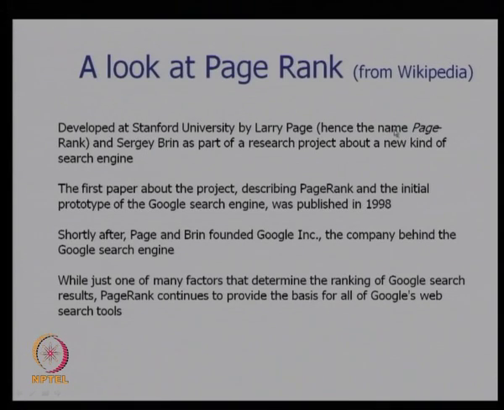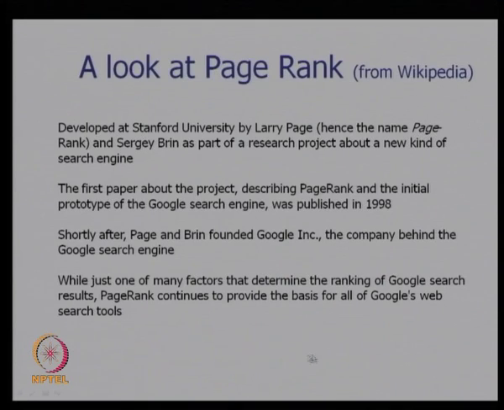We look at the page rank idea and we make use of the Wikipedia description. Page rank was developed at Stanford University by Larry Page, hence the name page rank, and Sergey Brin as part of a research project about a new kind of search engine. The first paper about the project describing page rank and the initial prototype of the Google search engine was published in 1998. Shortly after, Page and Brin founded Google Incorporated, the company behind the Google search engine. And while just one of the many factors that determine the ranking of Google search results, PageRank continues to provide the basis for all of Google's web search tools.